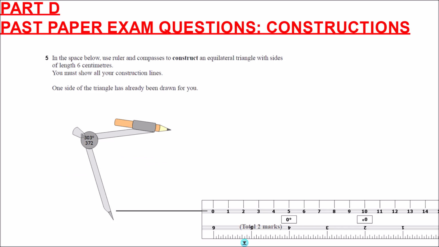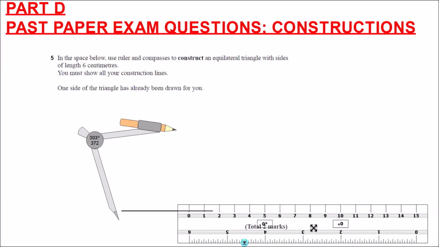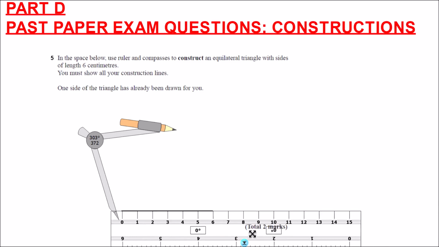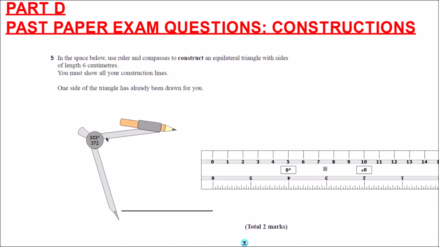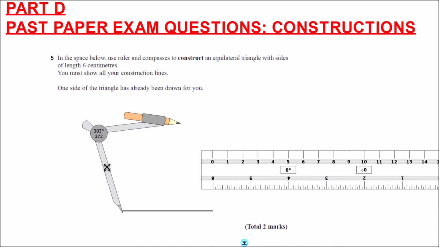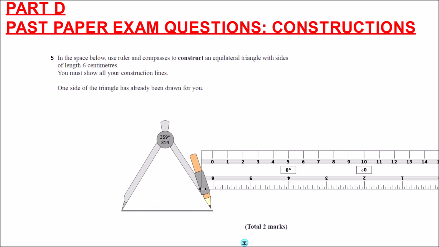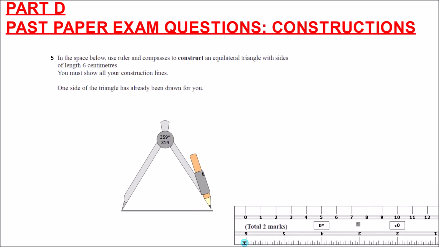Question 5, we're told here we need to construct an equilateral triangle with sides of length 6 centimeters. So if you were to just check on your diagram in front of you, you should find that this line is 6 centimeters long. So what we're going to do is set our compass to be the same width as this starting line. So maybe slightly longer, like so. Then from one end of the line, we're just going to do a big curve that goes above and below, like so.